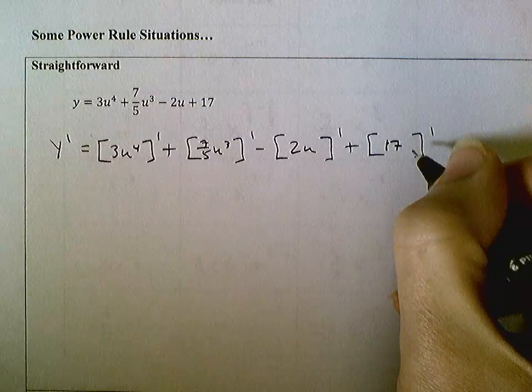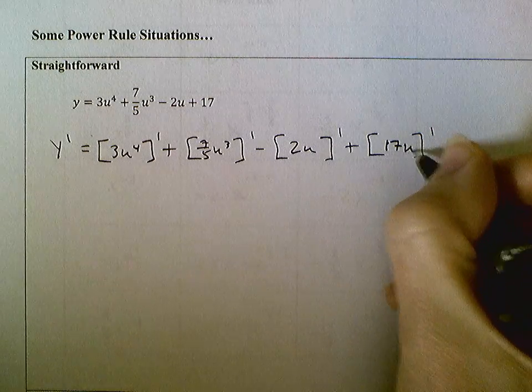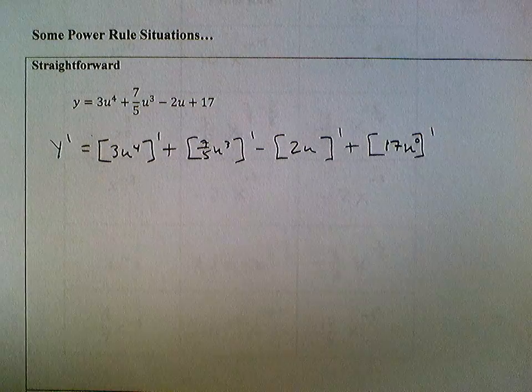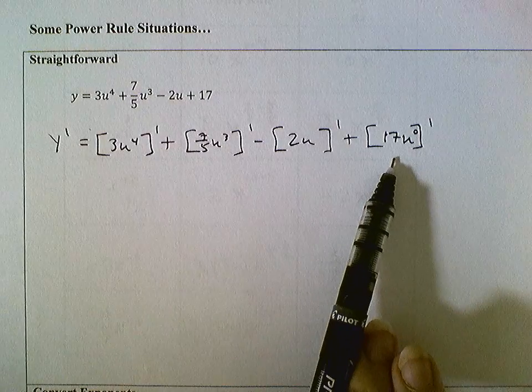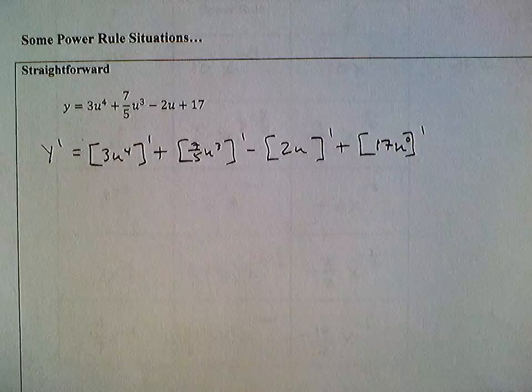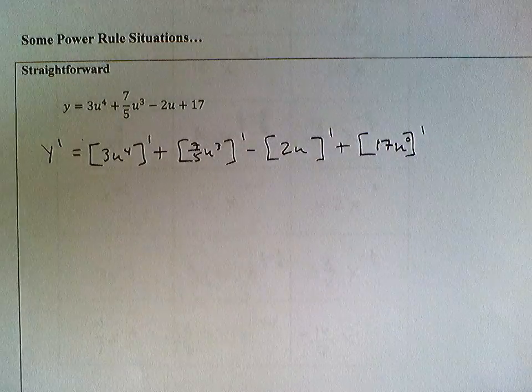And guys, I'm going to write 17 as 17 u to the 0. Okay, u to the 0 is just 1, and now I can see that a constant is in fact in the form of a variable to the n.